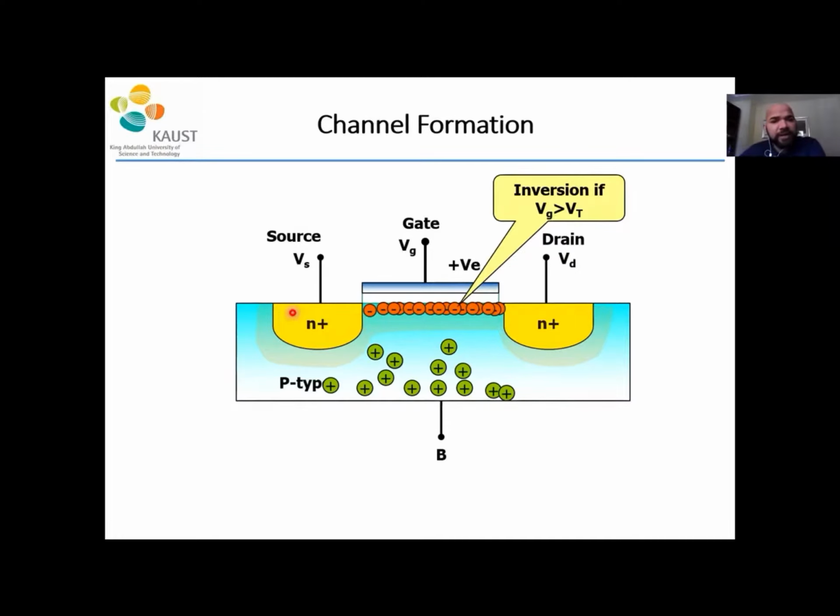This channel is basically a higher concentration, a higher density of electrons in the region where we travel from drain to source. This phenomenon is called inversion, and this is why a channel is formed.